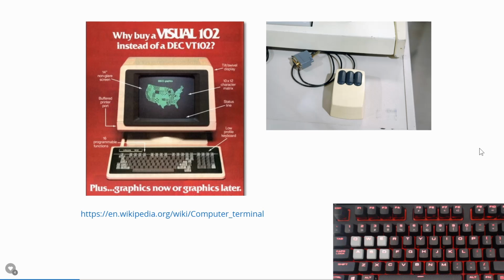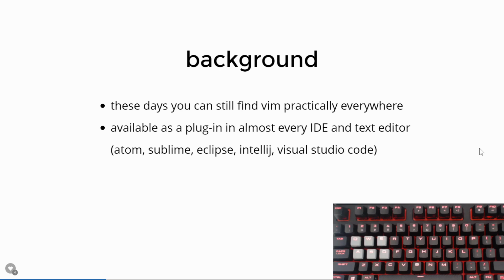So why am I talking about a text editor which is like 50 years old? Well, because you can still pretty much find it everywhere these days. Like I said, you still find it in Linux machines and in Unix servers. You actually do need to know this if you do something like hacking. It's very good if you know Vim. And these days you can find Vim in pretty much every IDE or text editor, like Atom, Sublime, IntelliJ, and Visual Studio Code. It's so easy to install. For example, here I think I have Visual Studio Code.